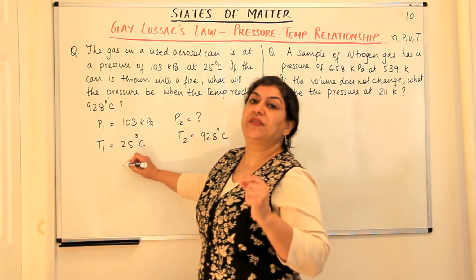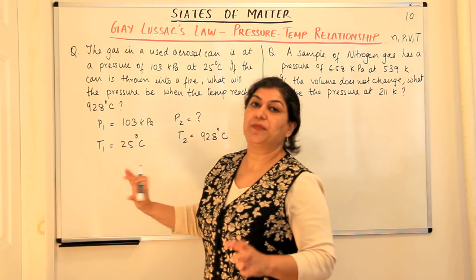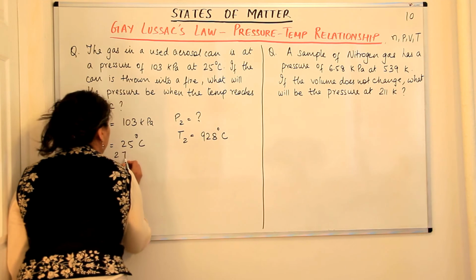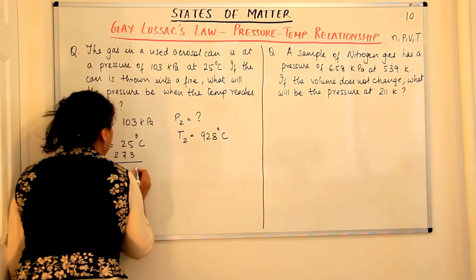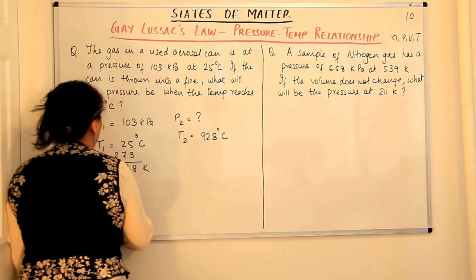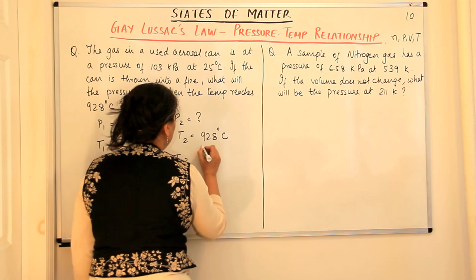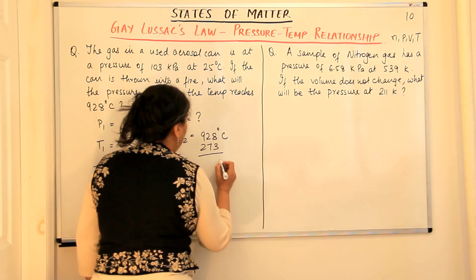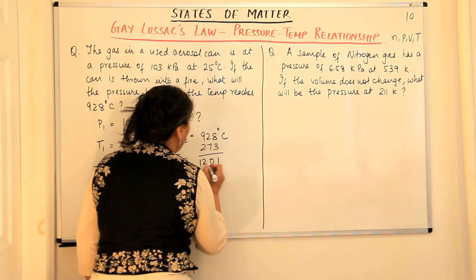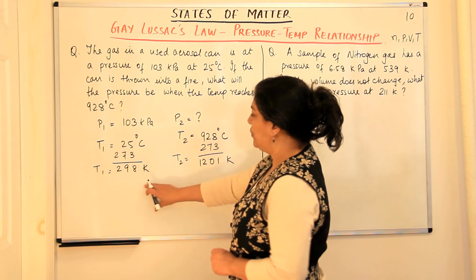In order to convert degrees Celsius to Kelvin, we need to add 273 to whatever the temperature is in the Celsius scale. So add 273 to 25, that gives 298 Kelvin, which would be T1. And T2 would be equal to 928 plus 273, which is 1201 Kelvin, right? So these are the temperatures T1 and T2 in Kelvin scale.